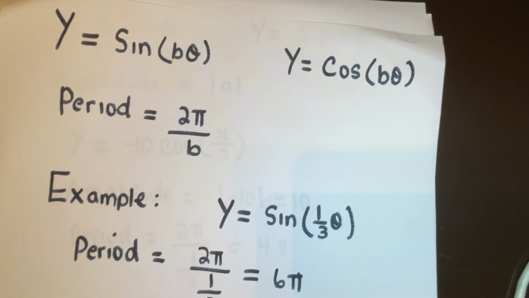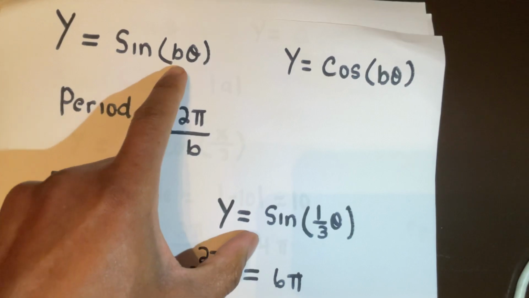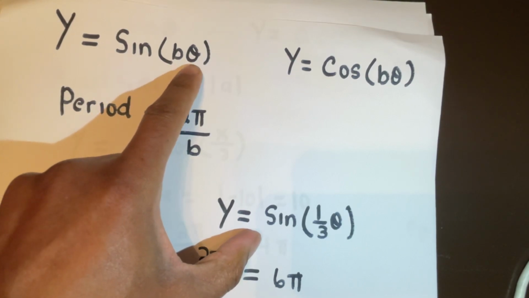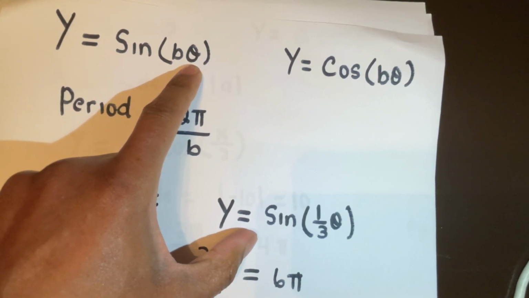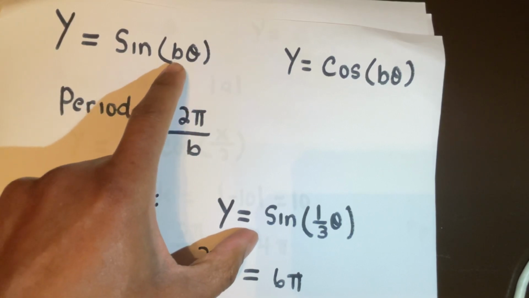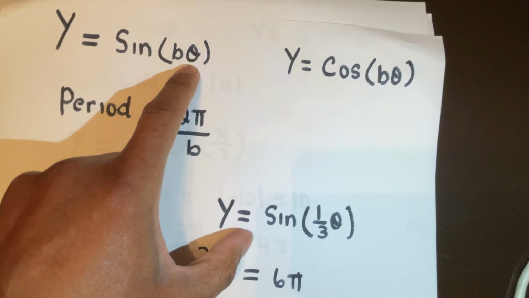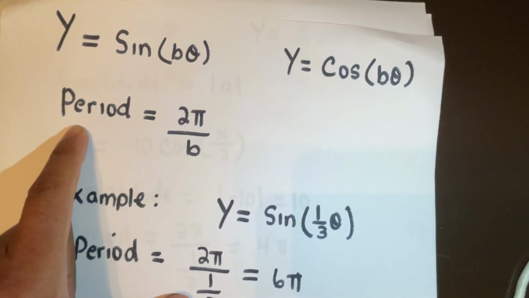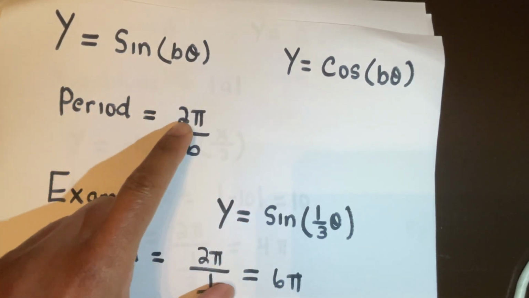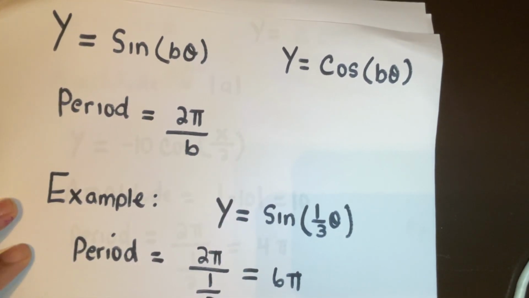So you always use the coefficient in front of your angle variable to determine what your period is. So in this case, you see B is in front of theta, which represents the angle measurement. So in order to find the period for sine or cosine, it's just going to be 2 pi over B.